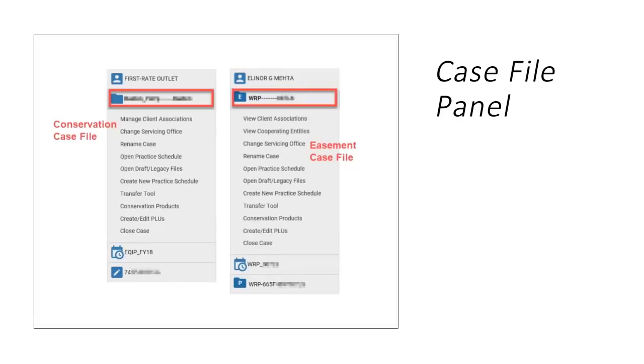The case file is equivalent to the Toolkit customer folder. LAN units are created and edited at the case file level in the case PLUs, or Plan LAN Units, layer. There are two types of case files in CD, conservation and easement. The case file icon displays an E to help users easily identify easement case files. Note the available options for the two types of case files may be different.